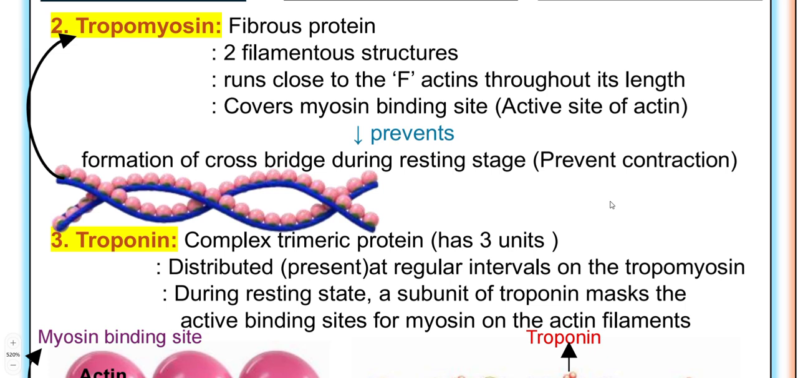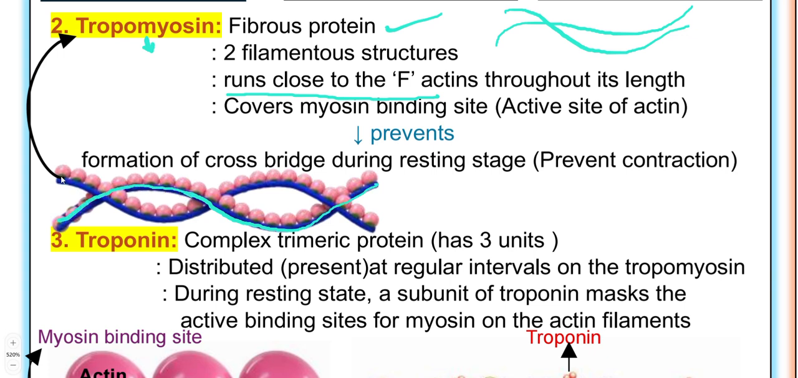The protein which is present in the thin filament is your tropomyosin. Is it also a contractile protein? No, it is a regulatory protein. That means it decides whether the contractile protein has to be switched on or switched off. This is a fibrous protein and it is a filamentous structure. When I say filamentous structure, again like this, it will be present. Okay? It runs close to the F actin. See, this pink color one is the F actin and the blue color one is the tropomyosin. Can you see it runs exactly closer to your F actin?